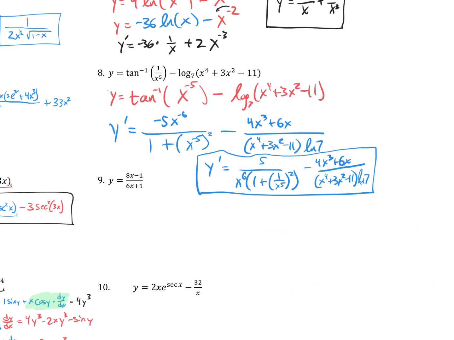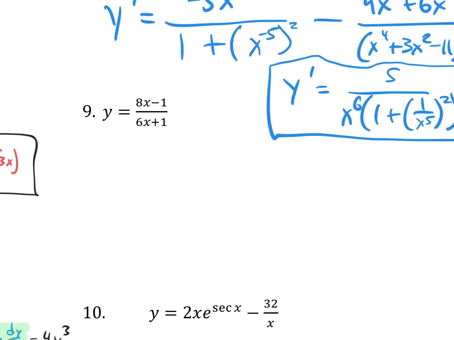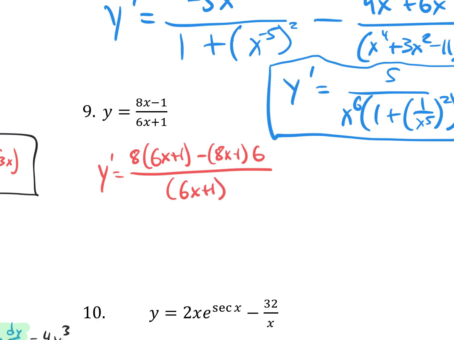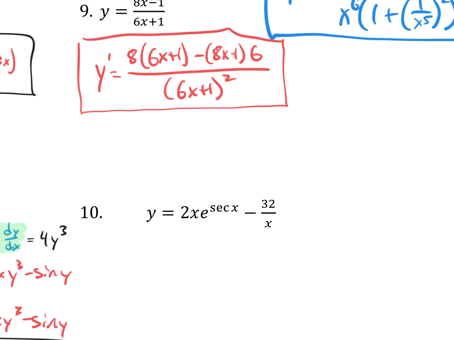Okay, a couple more. Almost done. So next we have a little quotient rule. It's all ready to go. No cleanup needed. We've got the derivative of the top, which is 8, times the bottom minus the top times the derivative of the bottom all over the bottom squared. Done. We could simplify it, but for purposes of this GATE exam, we don't care about simplifying it. Got the derivative.